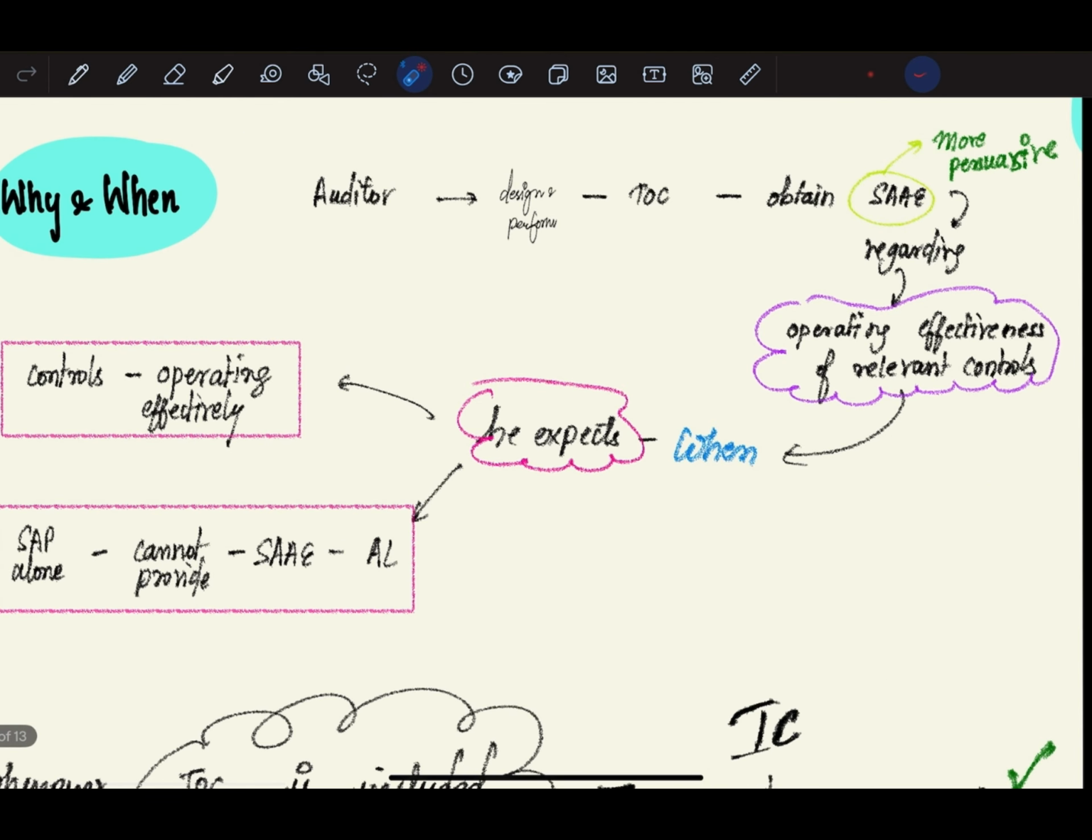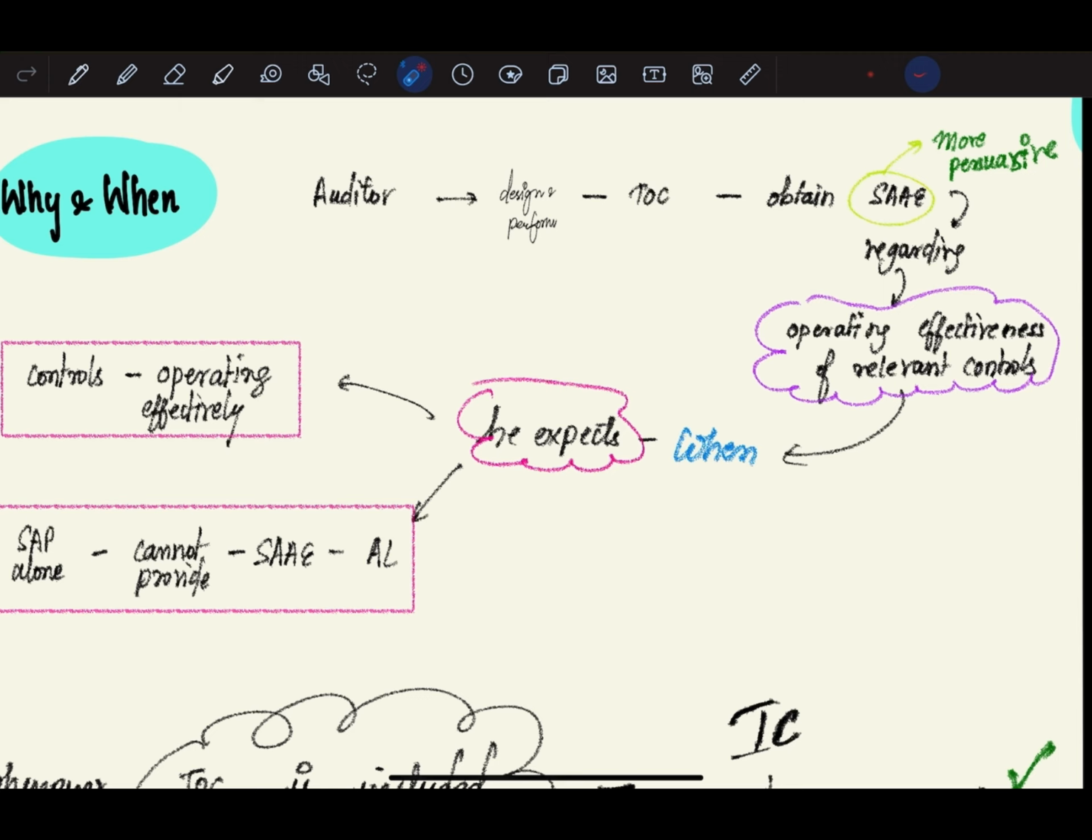So why and when are the tests of controls implemented? The auditor will design and perform test of controls and obtain sufficient and appropriate audit evidence regarding the operating effectiveness of relevant controls. This sufficient and appropriate audit evidence should be more persuasive. When he is performing these tests of controls, he expects that the controls are operating effectively, and he also thinks that substantive analytical procedures alone cannot provide sufficient appropriate audit evidence at the assertion level.